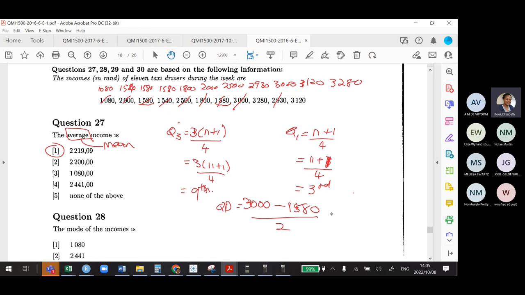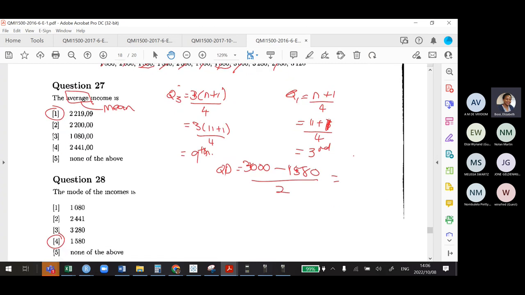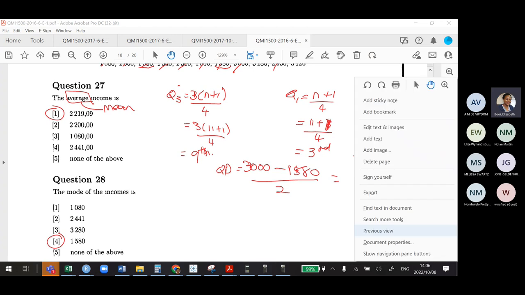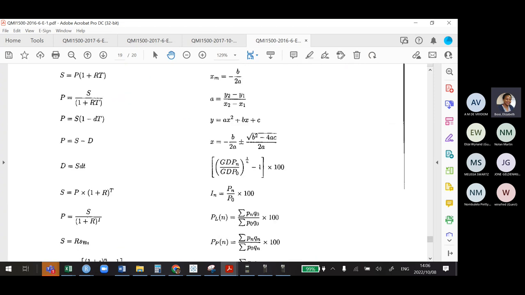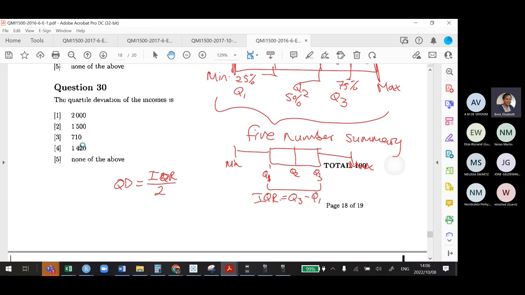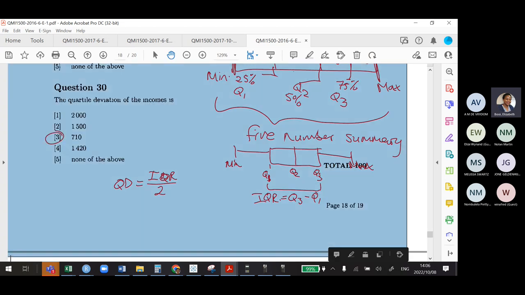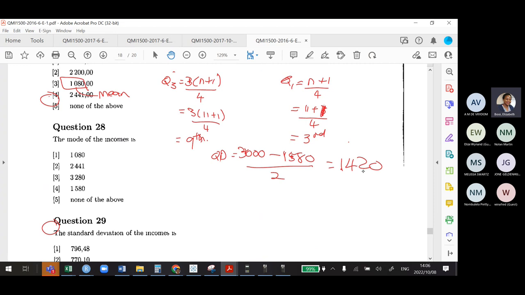1,580. We need to divide this by 2 initially. I'm going to explain why. In the previous days, your lecturers didn't divide the quartile deviation by 2 in the options. They just gave it as the interquartile range value, not the deviation. So it's 3,000 minus 1,580, which is 1,420. I just want to double check because sometimes they just use that value as they see it there. But you need to divide that value by 2, and the answer is 710. So always remember to divide this value by 2. And that will give you 710.